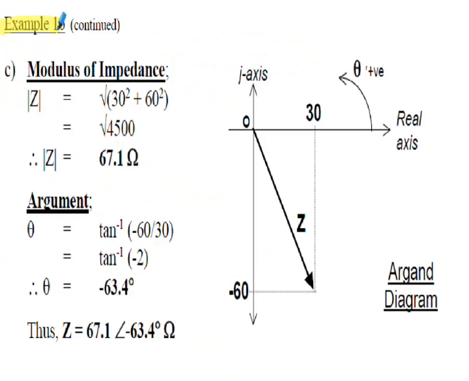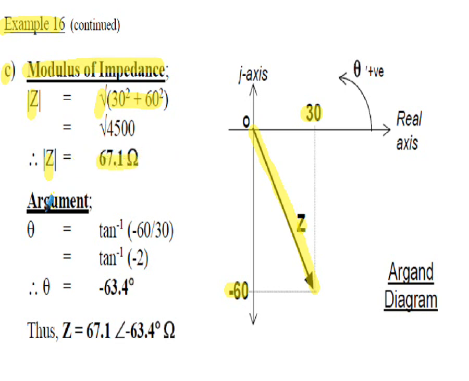Example 16 continued. Now we can draw the phasor on an Argand diagram. We know on the real axis we get 30 ohms, and because this is a capacitance and it's lagging, we get negative 60 on the j-axis. So our phasor resides in the fourth quadrant. So there's our Z impedance. So part C, to calculate the modulus of the impedance, that's Z here, we use Pythagoras theorem. So from the diagram we can see that it's 30 squared plus 60 squared all square rooted. So that gives a modulus of the impedance of 67.1 ohms.